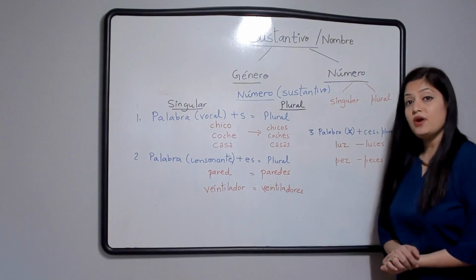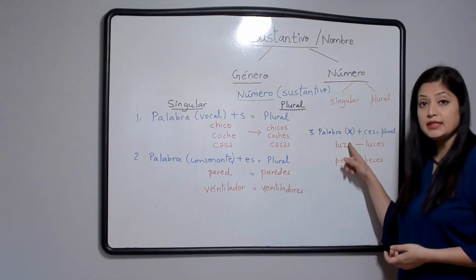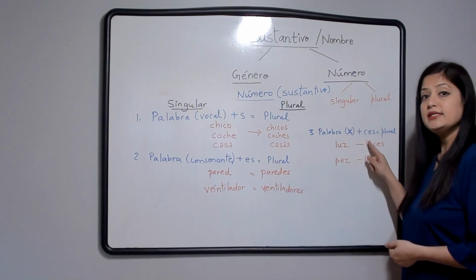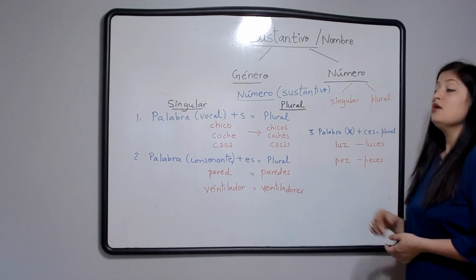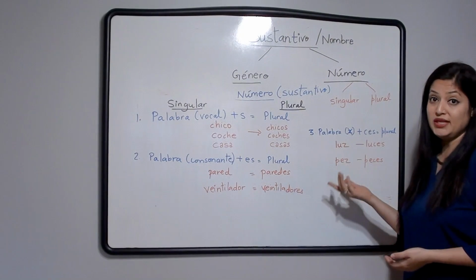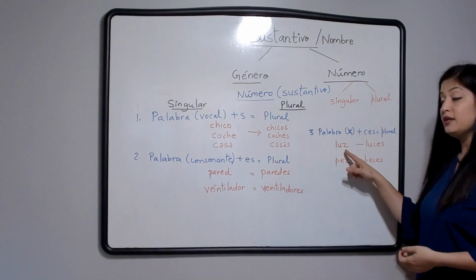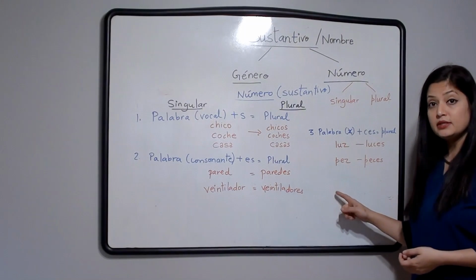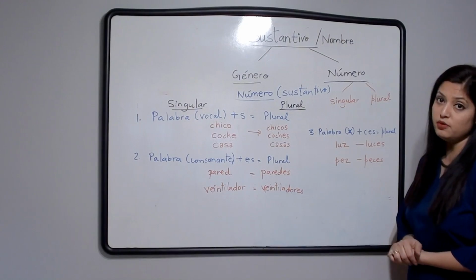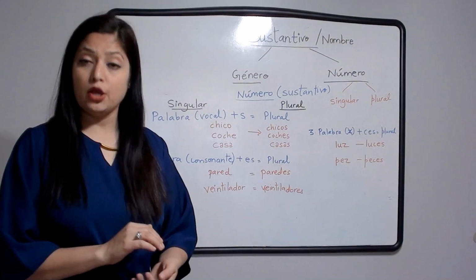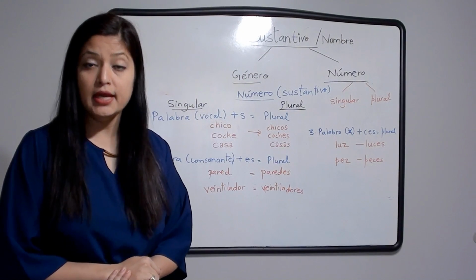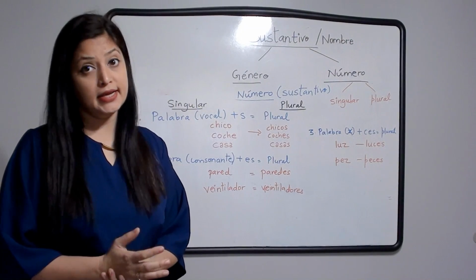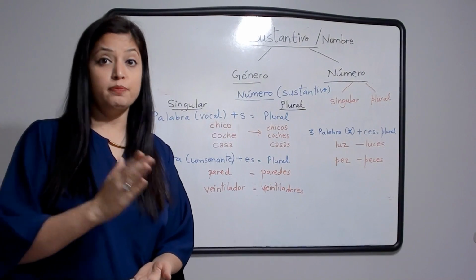But if a palabra ends in zeta, to make it plural, we remove zeta and we add CES and we get the plural. For example, luz is light. To make it plural, we remove zeta and we add CES. Similarly, pez, which is fish, to make it plural, remove zeta and we add CES. I hope you have learned these rules easily. I hope now you are ready for your task and you can confidently and easily make singular to plural and plural to singular.